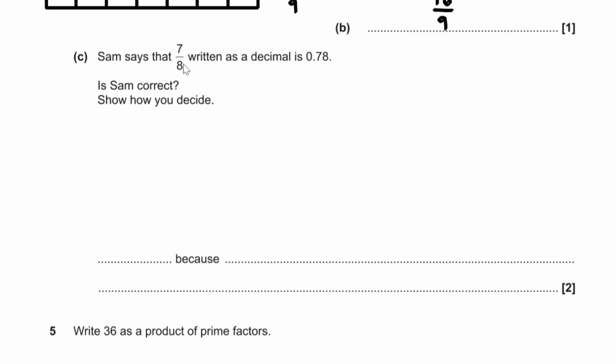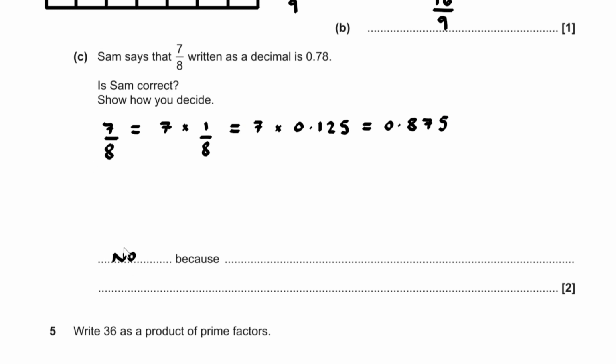Part C. Sam says that 7/8 written as a decimal is 0.78. Is Sam correct? Show how you decide. Well, 7/8 is the same as 7 times 1/8. So we've got 7 multiplied by 0.125, and if we work out what this is equal to, we get 0.875.